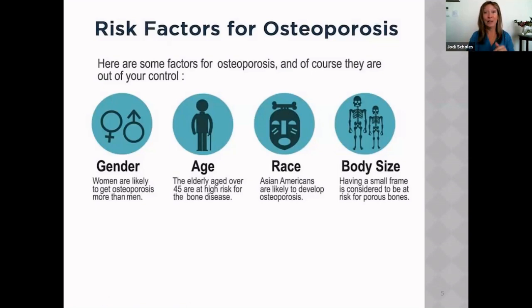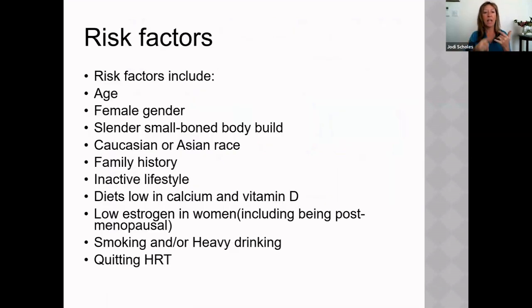And you'll see in another chart who doesn't get osteoporosis. But body size, if you're small framed, you can be susceptible. So risk factors: age, gender, females, Caucasian and Asian race tend to have osteoporosis more. Inactive, low vitamin D, low estrogen. So after the age of 50, 55, as women's estrogen production starts to go down. Smoking can be a risk factor, and quitting certain drugs can also be a risk factor.